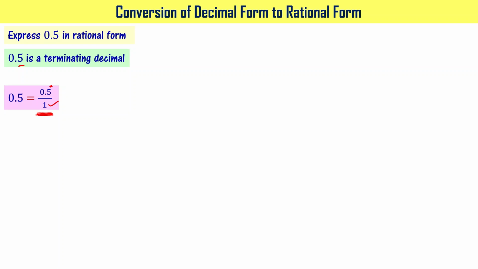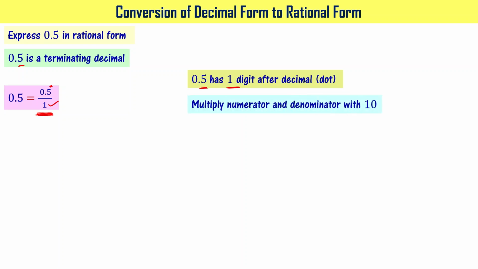So to express this as a rational number, since 0.5 has only one digit after the decimal, that is 5, we want to multiply both numerator and denominator of this particular number with 10. Take a note of this. One digit after the decimal, one 0 in the 10, right? So when you multiply both the numerator and denominator with 10, it becomes 0.5 times 10 divided by 1 times 10, right?